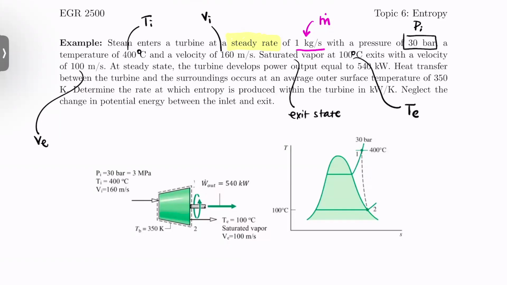It's operating at steady state, so we have another mention of steady. So I'll make that yellow as well. And then we're given the power output here. So this is W dot out.